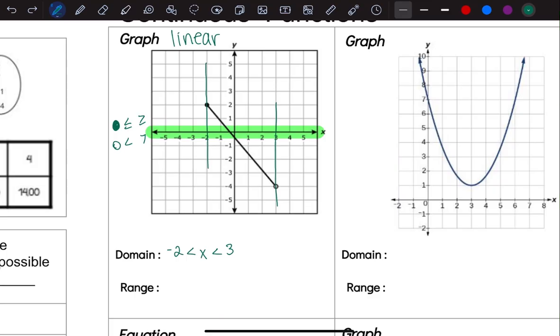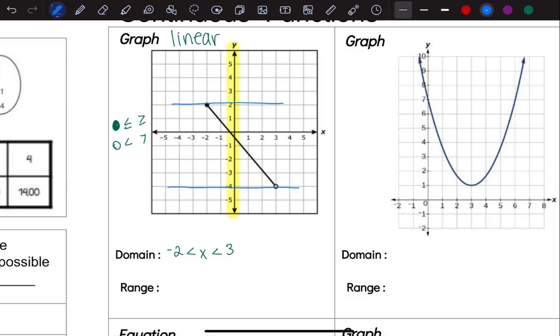Now for the range. For the range, we're looking at the y values. So now we're going to be looking at the y-axis. We're looking at these values. We're going to see from what number to what number does my function span across. When you write the range for functions, you're going to write it from bottom to top. So my lowest number is -4, and my highest number is 2. If it helps to draw the lines like I'm doing, you should do that as well.